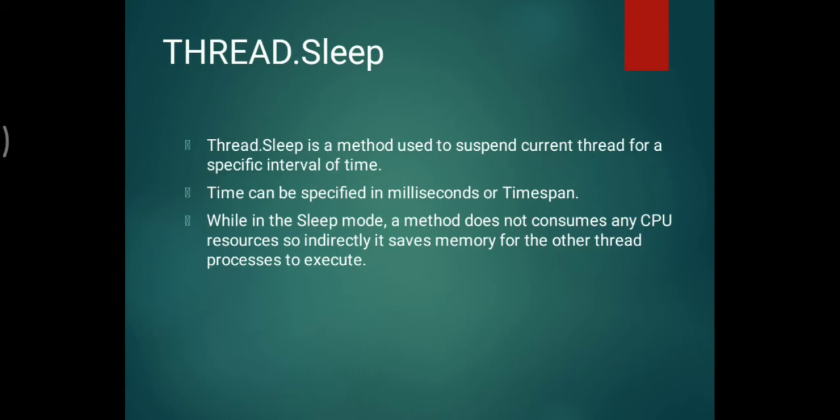Time can be specified in milliseconds. In your program, you can specify thread.sleep of 1000 milliseconds, or in a time span. When you specify that time, the thread can't be executed for that duration. In sleep mode, the method does not consume any CPU resource. It saves memory. This is where thread.sleep is most useful: it saves memory for other threads to process. So waiting threads are executed while the current thread is in the sleep method.